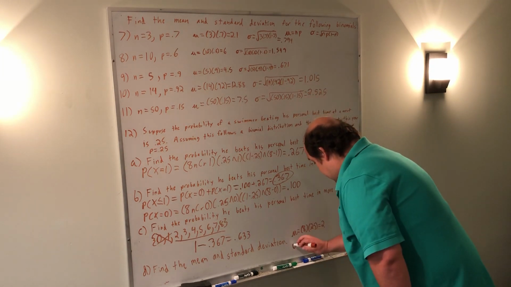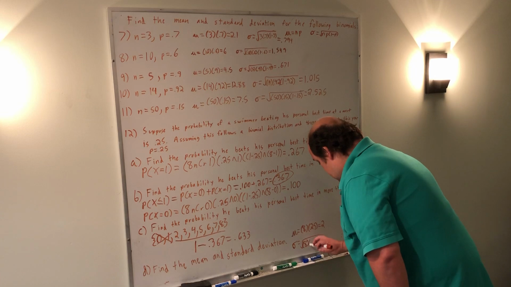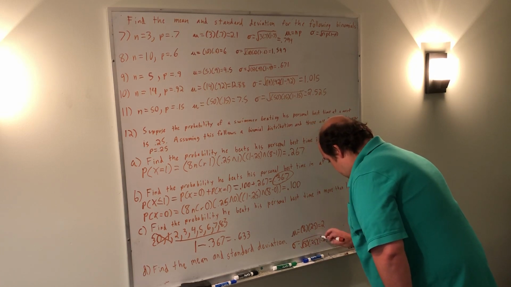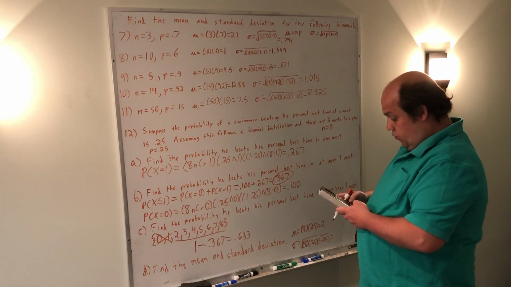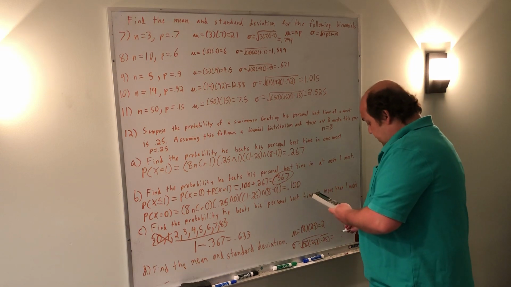If I go to calculate sigma, I'm going to put it under the root: 8 times 0.25 times (1 minus 0.25). When I put that into my calculator, the root of 8 times 0.25 times (1 minus 0.25) gives me 1.225.